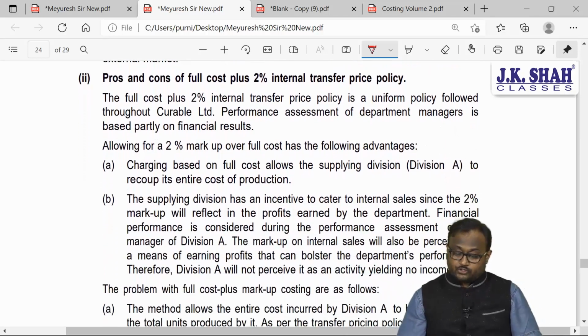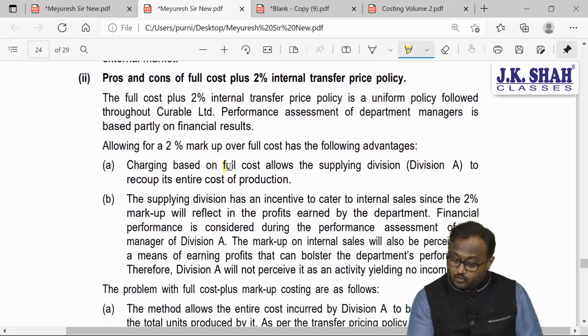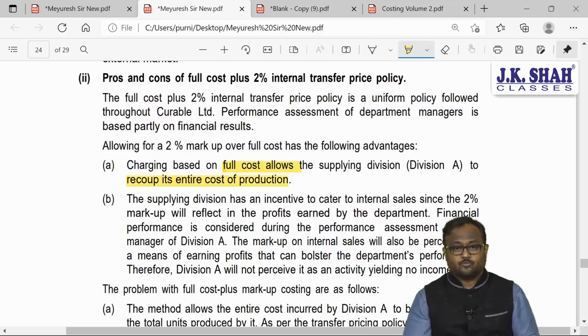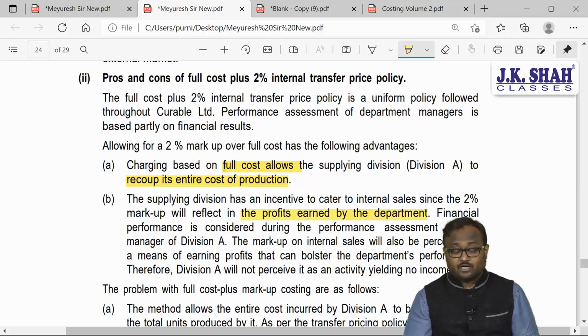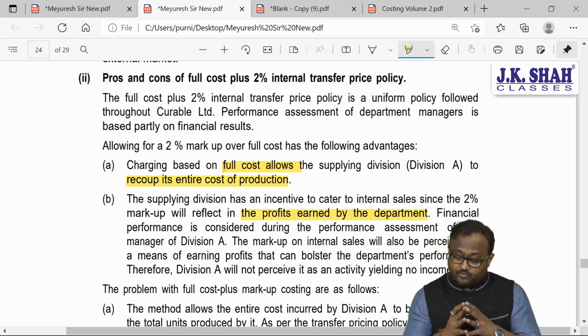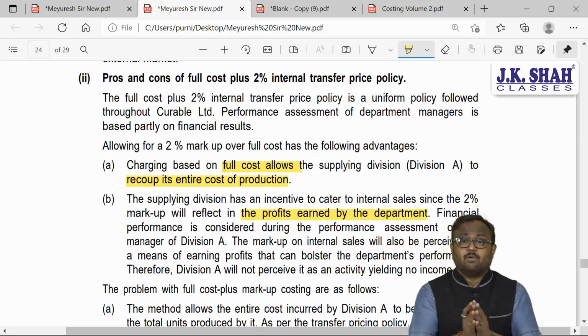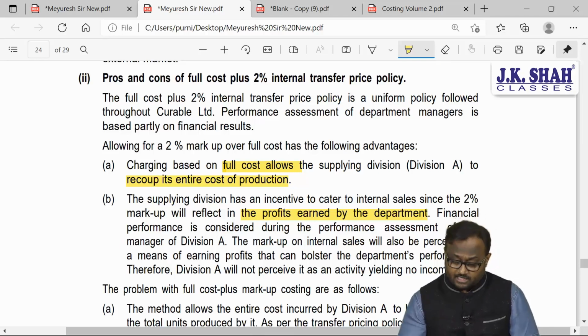Pros and cons. Charging full cost will recoup its entire cost of production. My fixed cost will also be recovered. I'm talking about advantages. Profit will be unaffected for the transferor department. Financial performance will also be shown in a proper manner. The markup of internal sales will not have much difference with the markup of external sales.